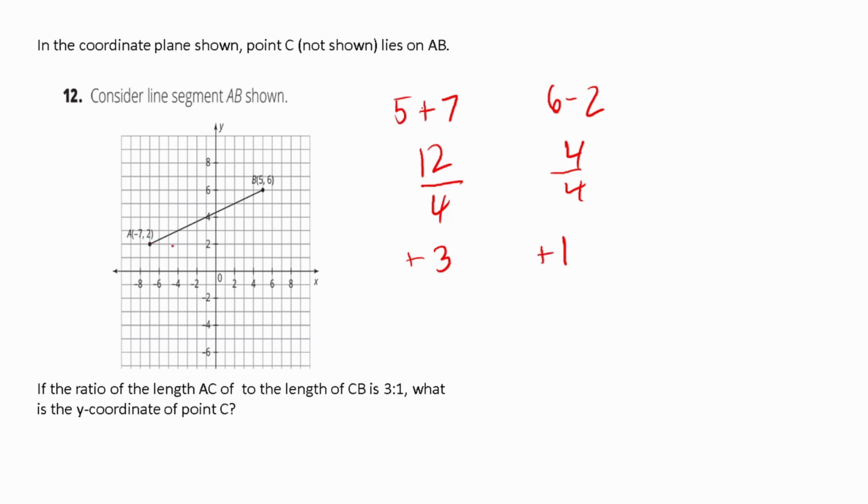So we go right 3, 1, 2, 3, up 1. We put a point. 1, 2, 3, up 1, put a point. 1, 2, 3, up 1, we put a point. And what do we notice? We have 1 section, 2 sections, 3 sections, 4 sections. And since we want it to be a 3:1, we go to our third point here, right? And what are the coordinates of that? It's going to be 2, 5. Our coordinates are 2, 5. And there we go. We got our answer. And that is the coordinates for point C.